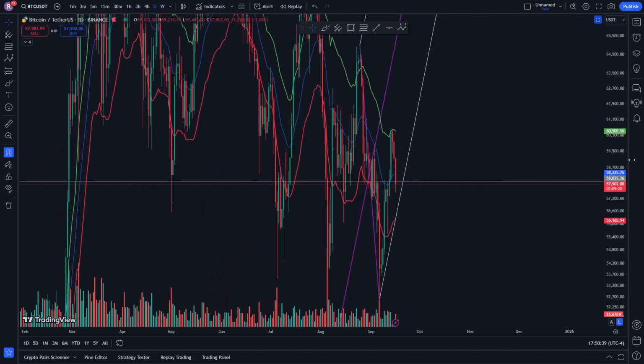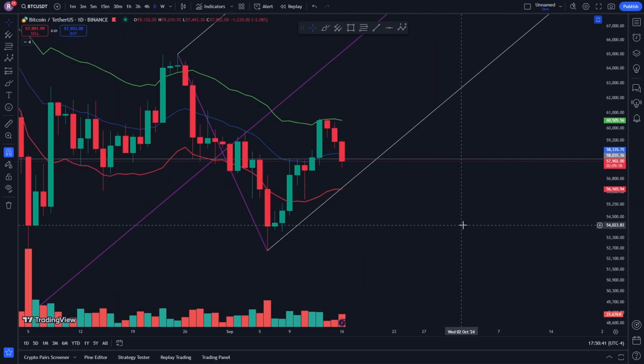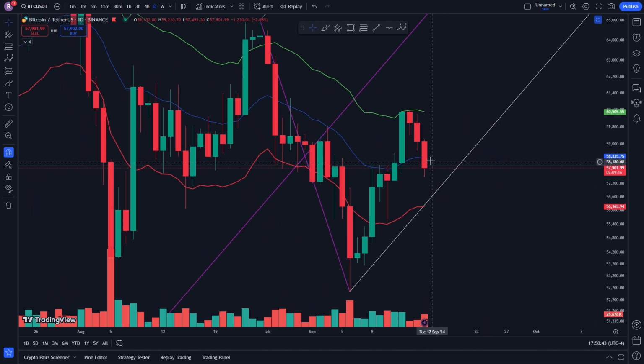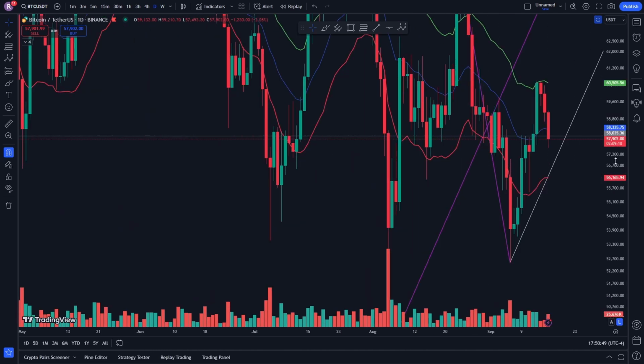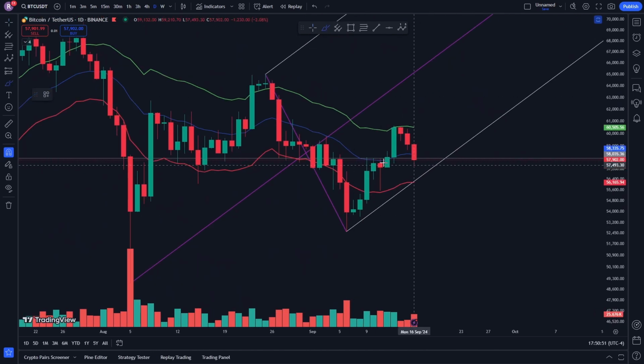Let's move to the daily time frame. You can see, if we get this daily close below 58.3, we are going to 56. And why do I say that? Because every single time, and I've said this before in the Keltner channels, if we break through the red, we're going to the blue. And if we break through the blue, we're going to the green.